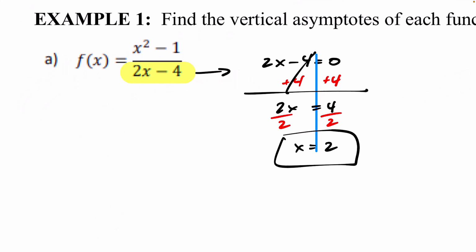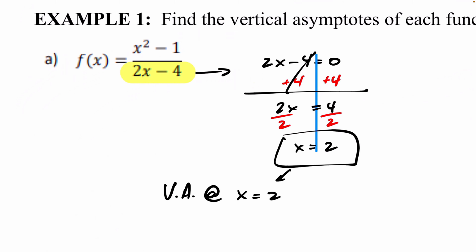So when x equals 2, anytime I'm plugging in 2 to f of x, I'm going to get 0 on the bottom. What does that tell me? That tells me I have a vertical asymptote at x equals 2. Vertical asymptotes are always vertical, and they always start with x equals. If the equation starts with y equals, it's going to be the other way. So it's only got one.